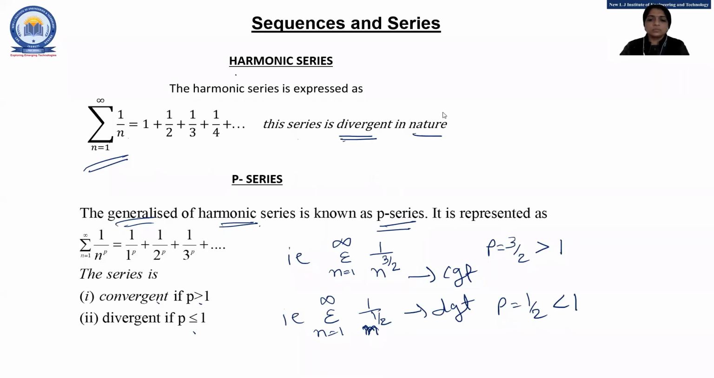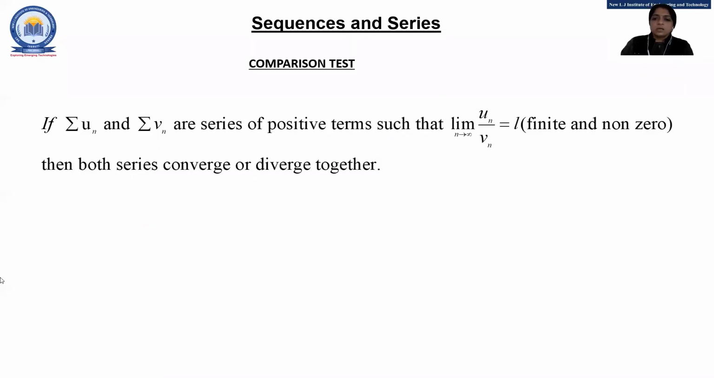So, any doubt? Students, any doubt about this P series test? For the P series, you have the generalized form of the harmonic series, and the convergence and divergence depends on the value of P. If your P is greater than 1, then your series is convergent. If your P is less than or equal to 1, your series is divergent. Now let's move on with the comparison test.